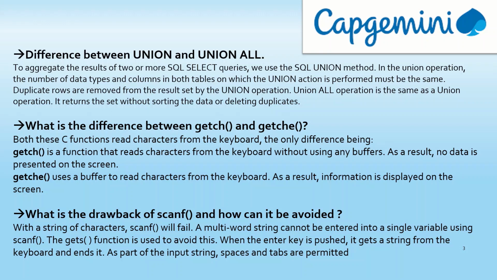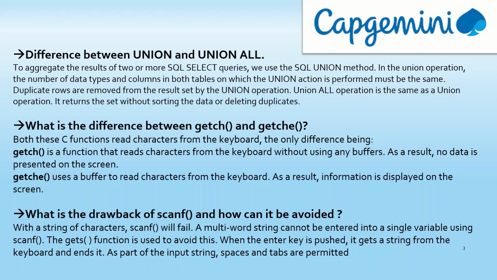Both these C functions read characters from the keyboard, the only difference being getch is the function that reads character from the keyboard without using any buffer. As a result, no data is present on the screen. Getche uses a buffer to read character from the keyboard. As a result, information is displayed on the screen. So next is the drawback of scanf and how it can be avoided.